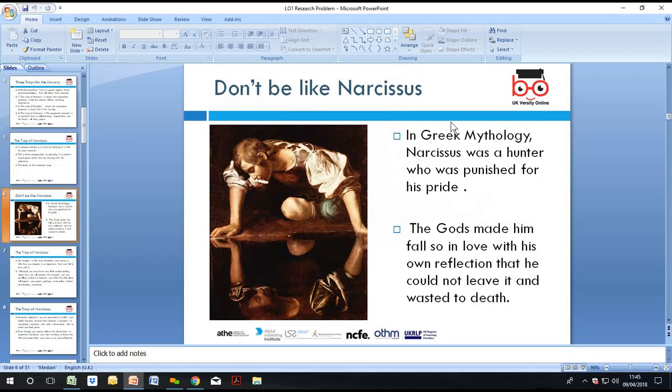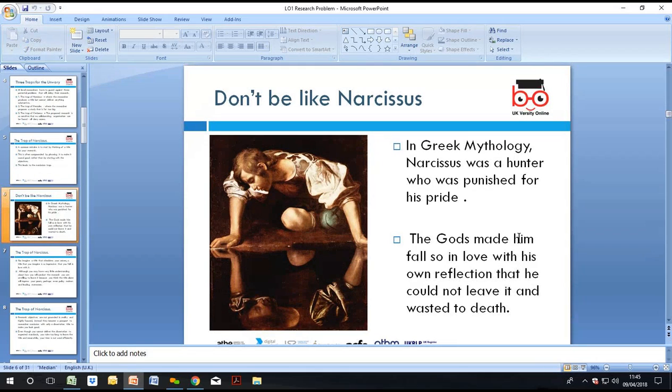I'll cover this. It's not really relevant, but it's just saying why it's called Narcissus. This is a hunter who was punished for his pride. The gods made him fall in love with his own reflection so that he could not leave it and wasted to death. In other words, the analogy to this question is that you might come up with an idea and it might look good, but you can't do anything with it.